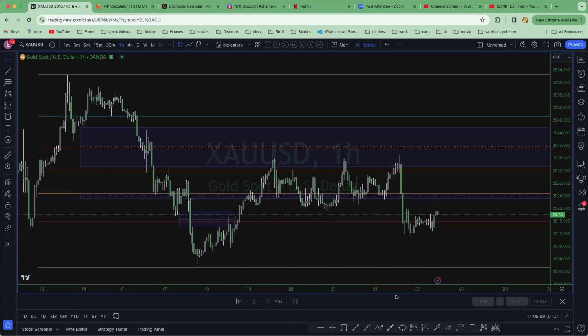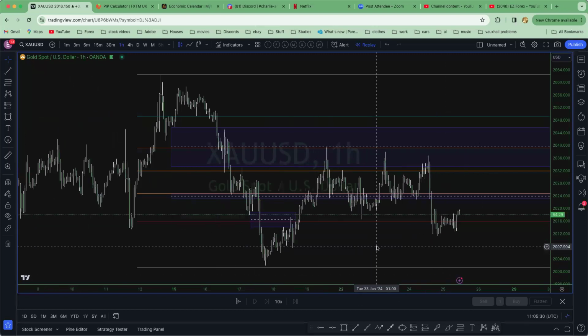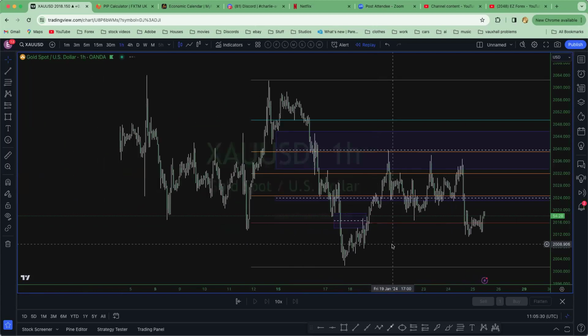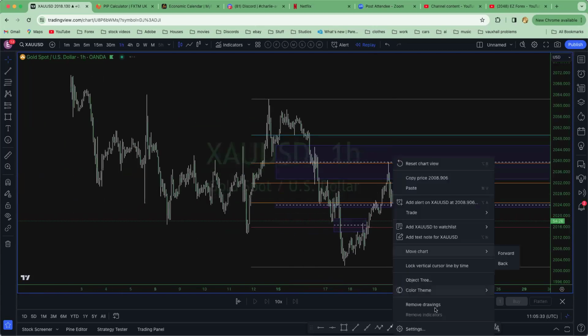Getting mixed news. Euro news unemployment benefit claims was positive, but GBP news was negative. Cool, cool, cool. So that's literally what can happen. So now remove drawings.